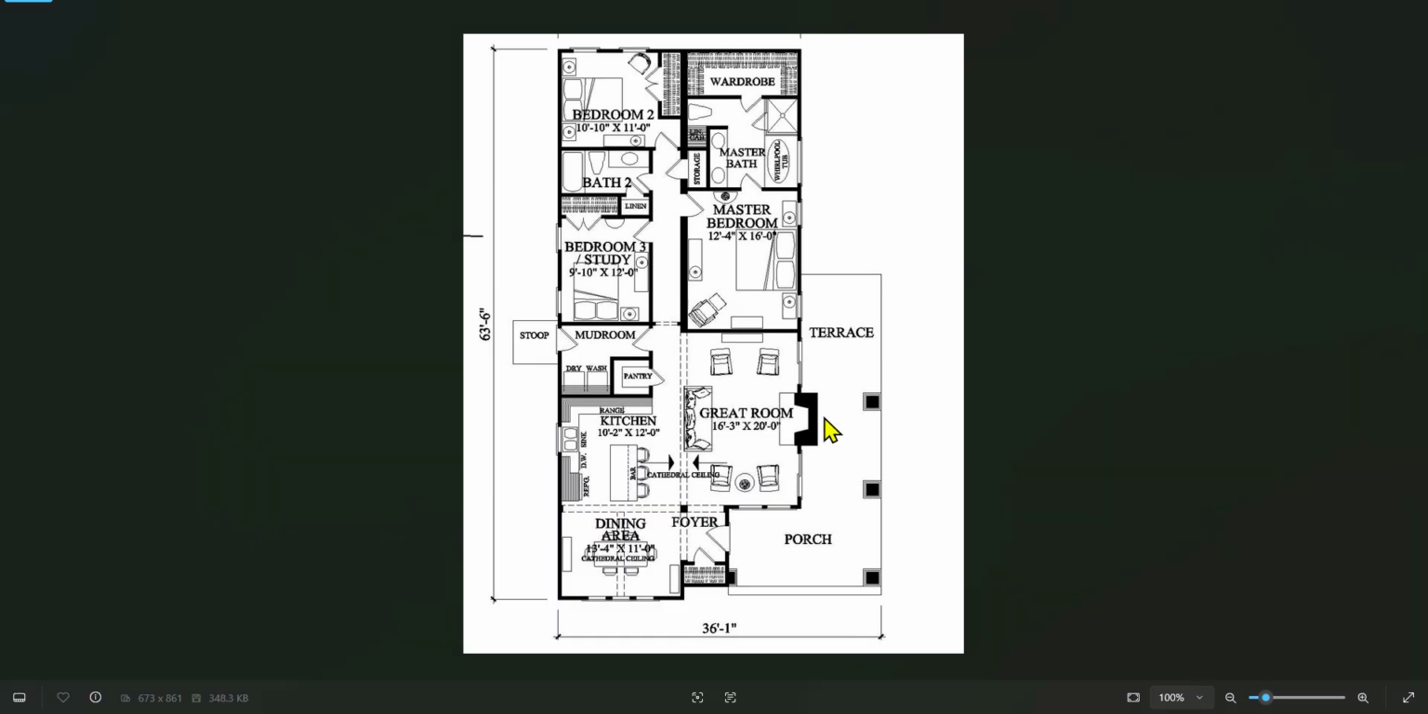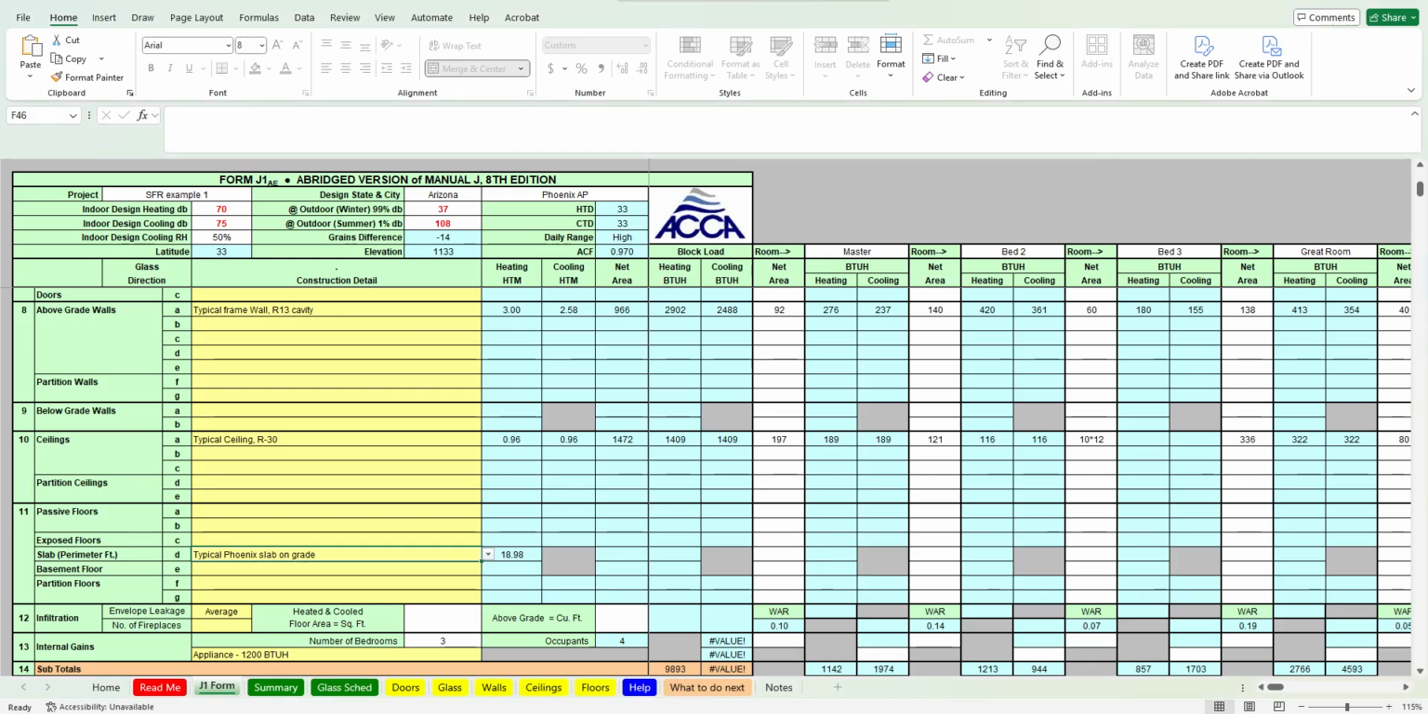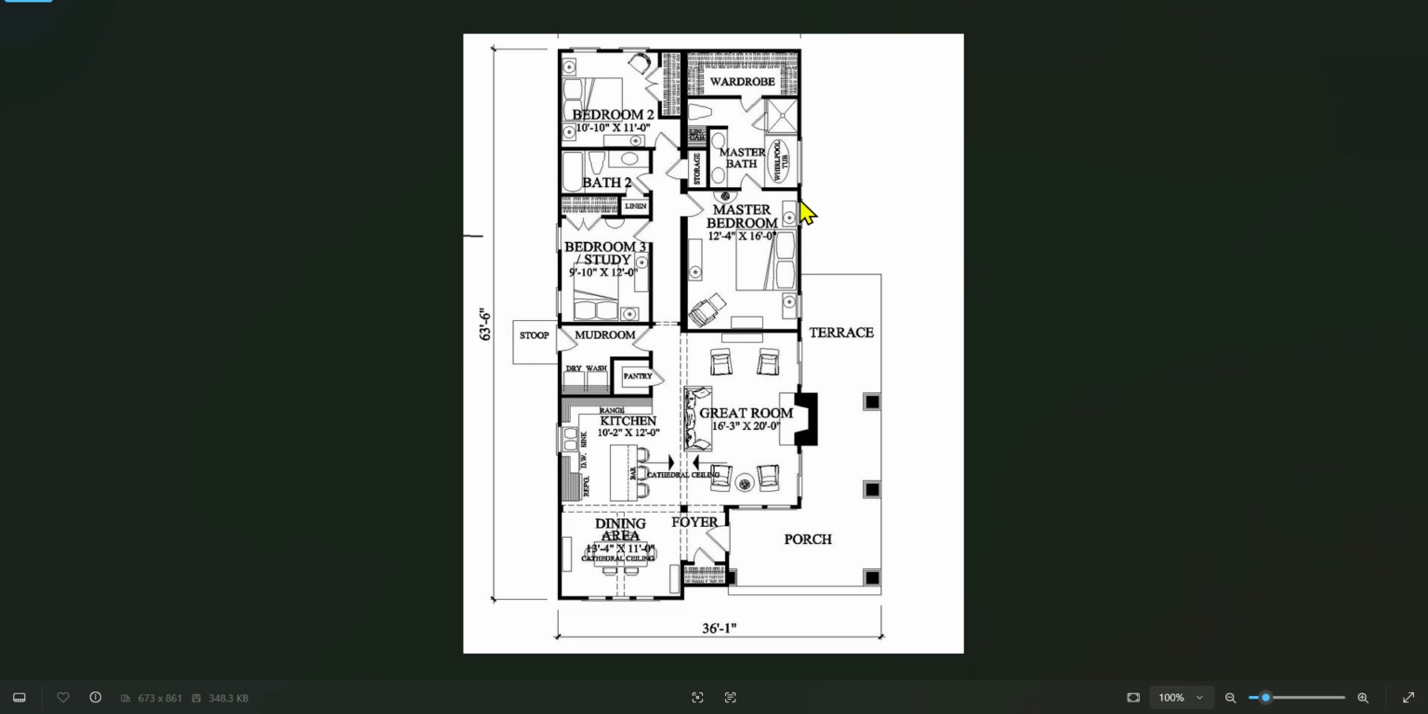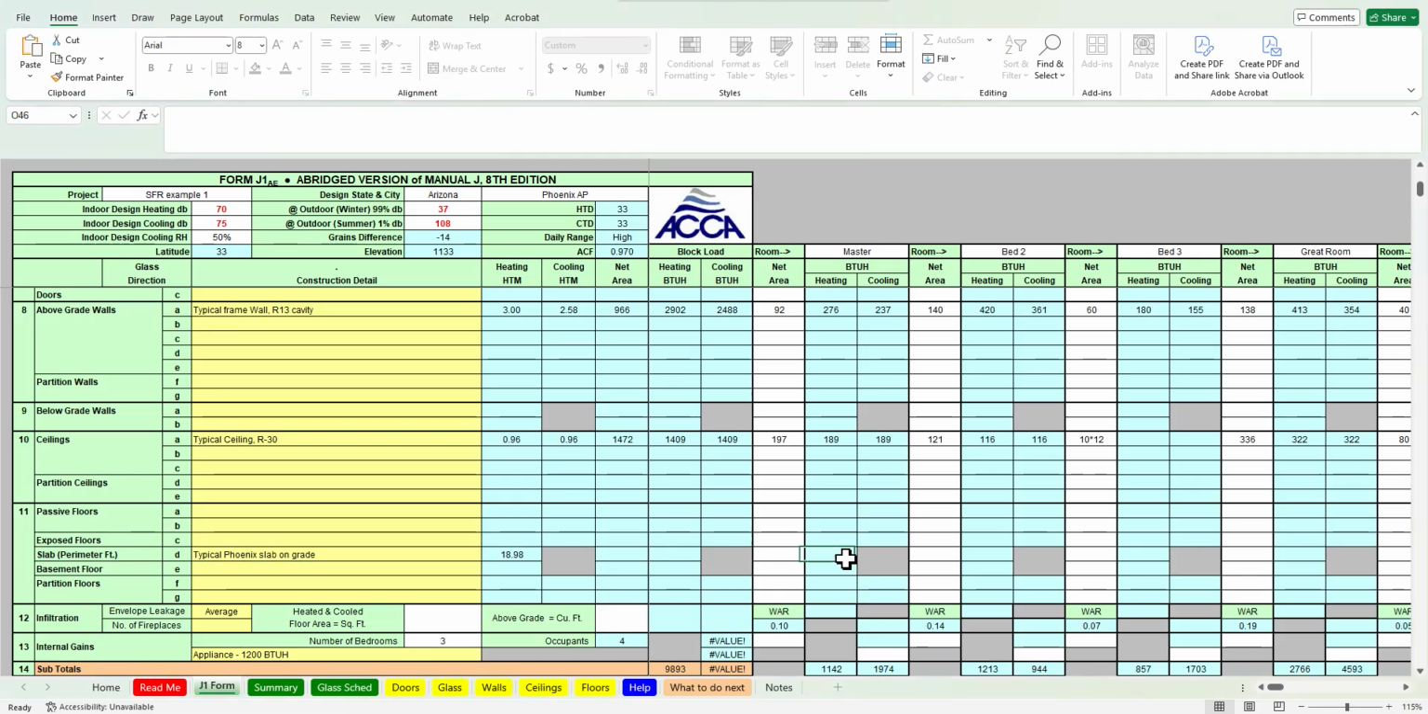So for example, here, the great room, the floor area is 16 by 20. We are just interested in this 20 plus this, I think we said this was like a 10.7 or something, right? So let's get to it. So we got the master bedroom first. Let's start there. So the master bedroom is 16 feet. So here we go, right here, 16.